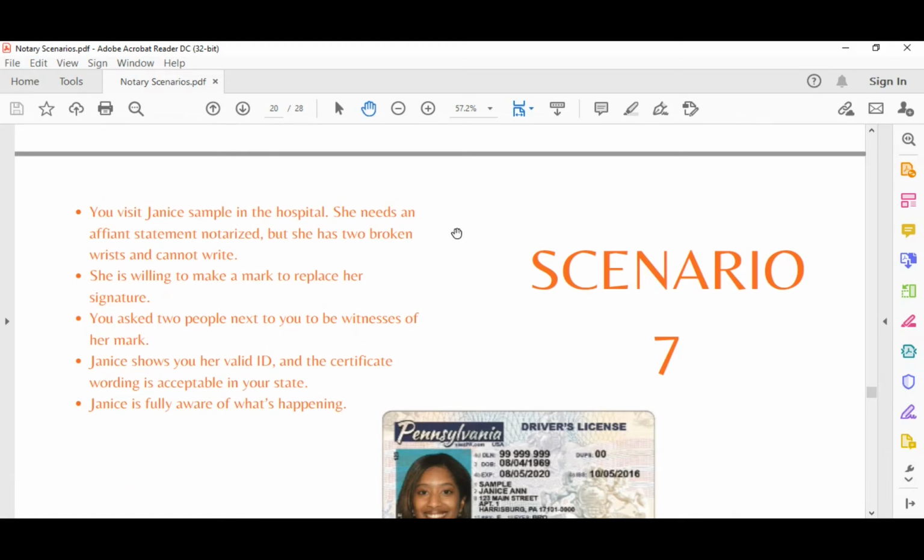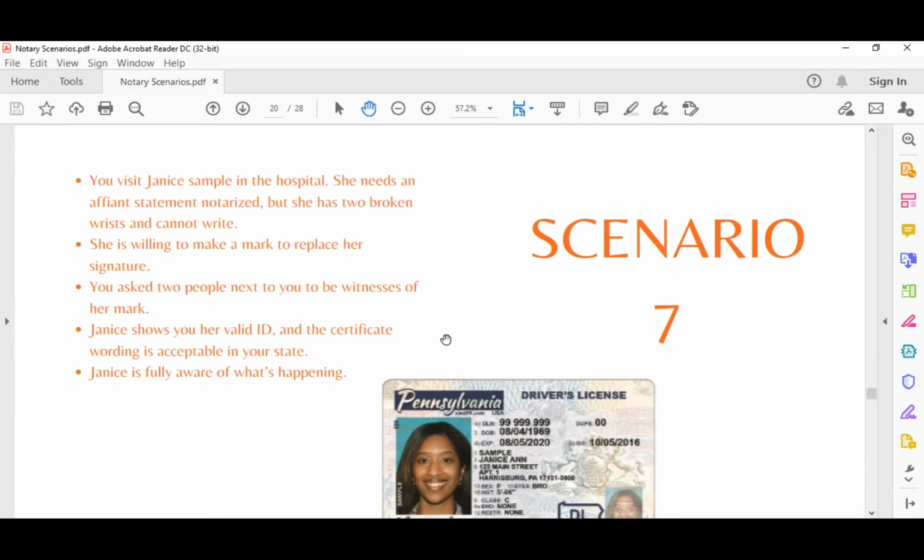Scenario 7. You visit Janice sample in the hospital. She needs an affiant statement notarized, but she has 2 broken wrists and she cannot write. She is willing to make a mark to replace her signature. You ask 2 people next to you to be witnesses of her mark. Janice shows you her valid ID, and the certificate wording on the document is acceptable in your state. Janice is fully aware of what's happening, okay?